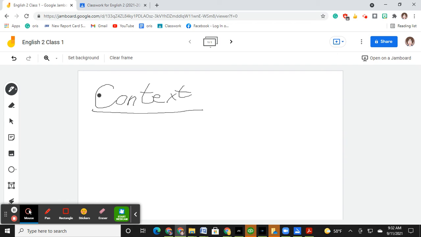Now, the second part that I want, so we have context. That's the number one thing, that when we're going to start reading a book, we want to decide what is the context. So number one, context. Okay. Number two, we want to talk about structure. So how is this book written?